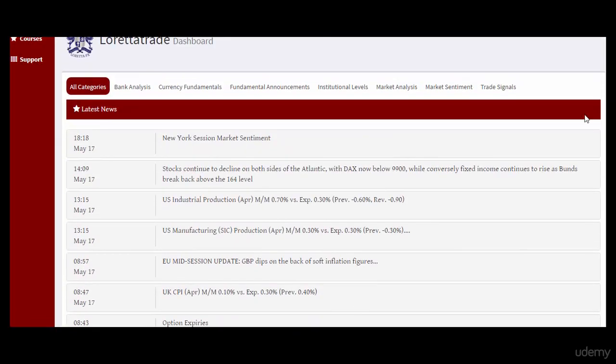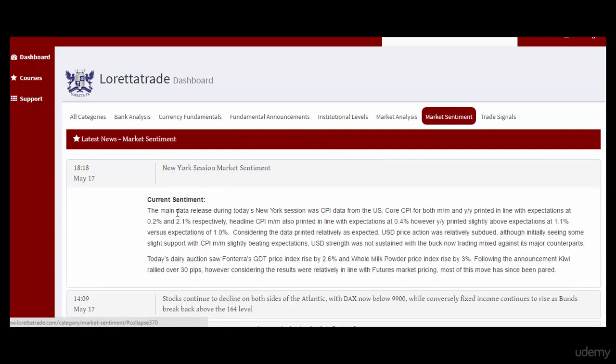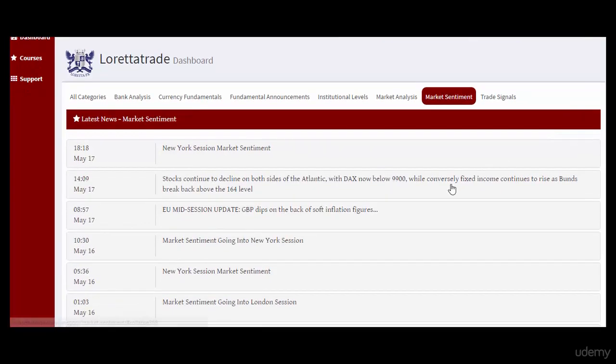Then the next thing you will do is go on market sentiment and get an overview of what was causing yesterday's market sentiment, what caused the previous session's market sentiment, and what is driving the current market sentiment. Okay, so here you will see what is driving the current market sentiment, what drove yesterday's market sentiment, stuff like that. So you have to read these, get an understanding of what was driving market sentiment yesterday, what was driving market sentiment in the previous market session, and what is currently driving market sentiment.